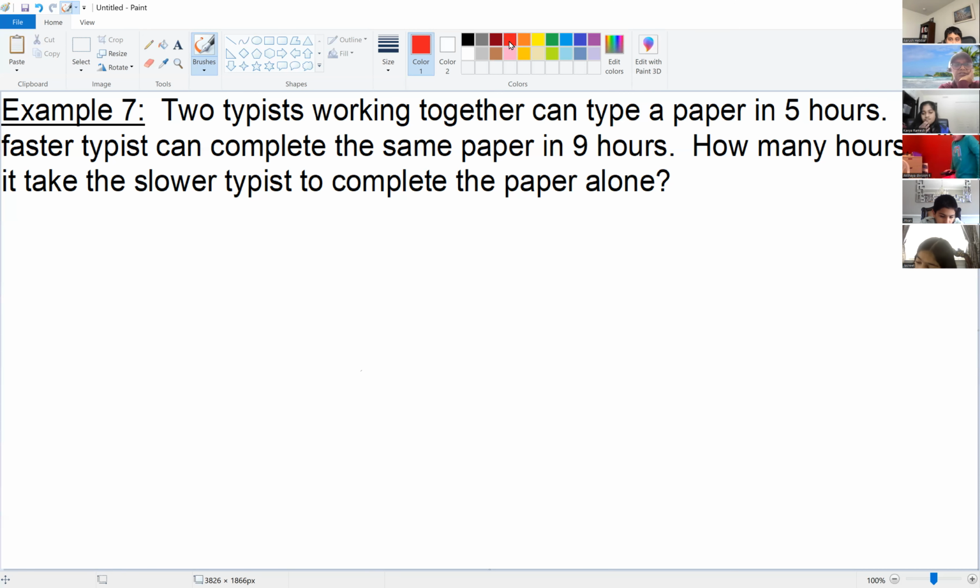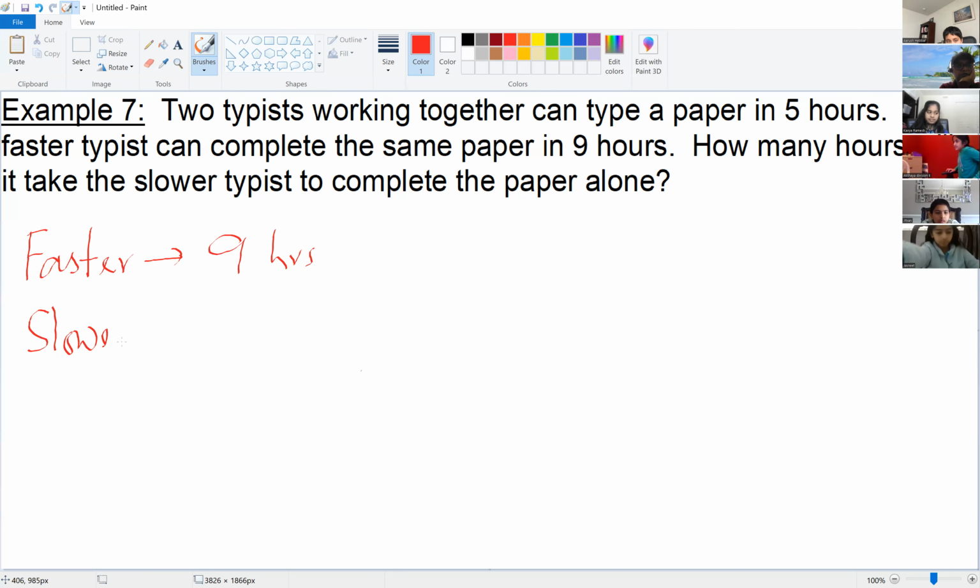So remember, in this case, there are two typists. There is a faster typist, 9 hours, and a slower typist, we don't know yet. Faster plus slower does 5 hours. So the question is, what is this number?